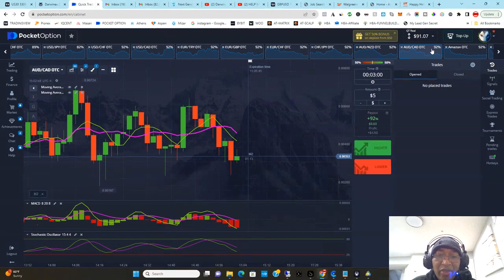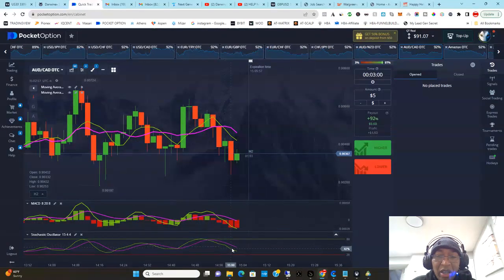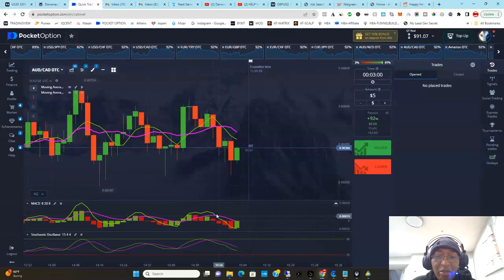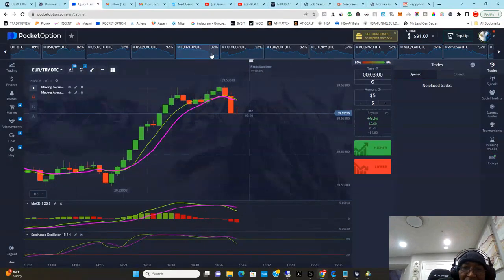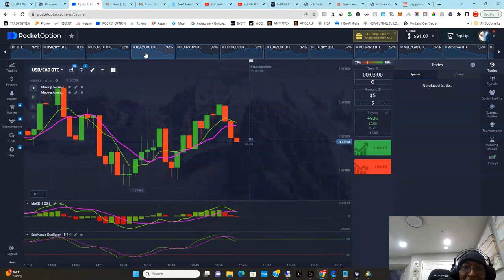Okay, this one crossed here and it went down, but you can see this can easily change because it's been down for a while. Okay, we are waiting for this and the USD CAD. The USD CAD has not crossed, the moving averages have not crossed each other.